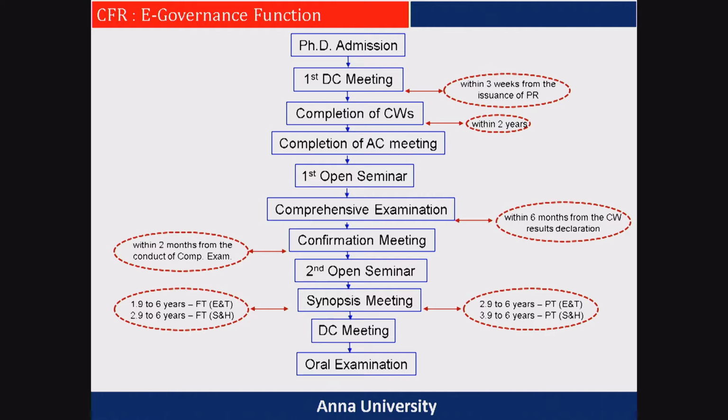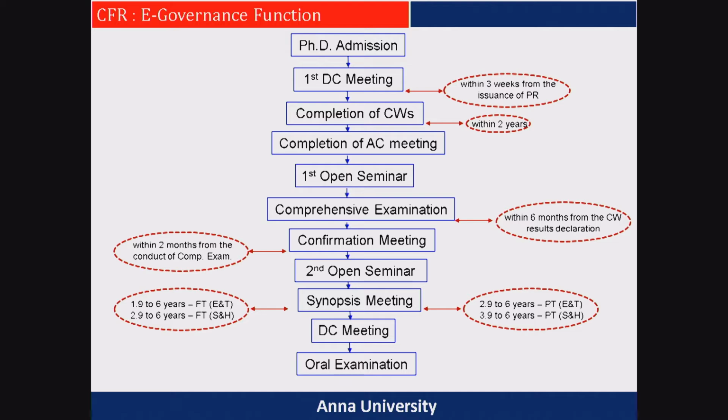See, the moment you get a provisional registration letter from the Center for Research, within 3 weeks your supervisor must conduct the first doctoral committee meeting. DC means doctoral committee meeting, right? The doctoral committee comprises the supervisor, who is the convener, and 2 doctoral committee members. If there is any joint supervisor, he also becomes a part of the doctoral committee, right? So the guide plus 2 members, these 3 persons conduct the first doctoral committee meeting.